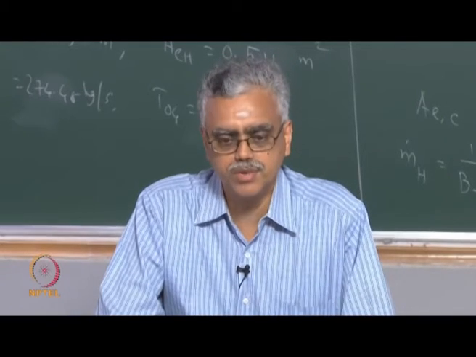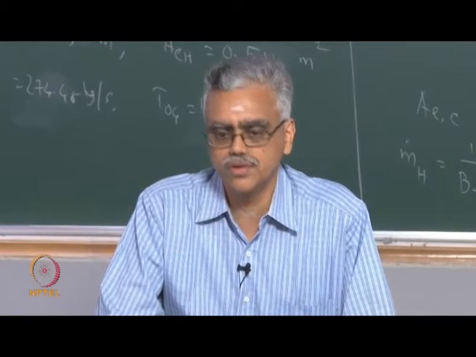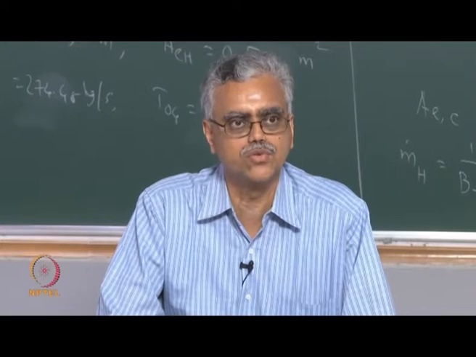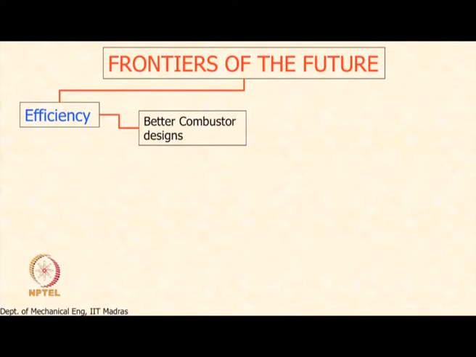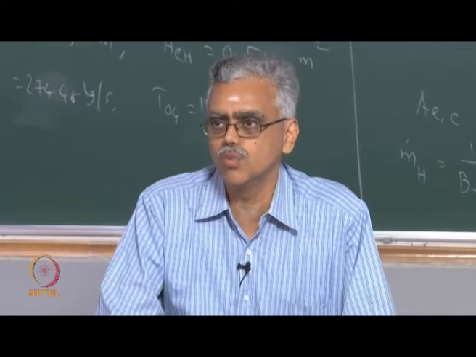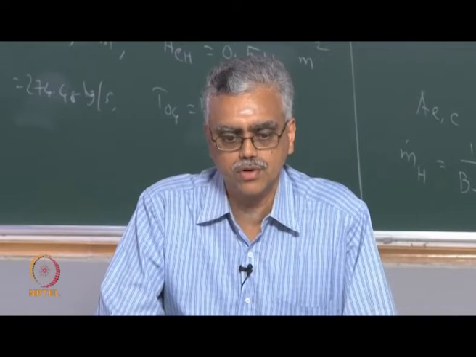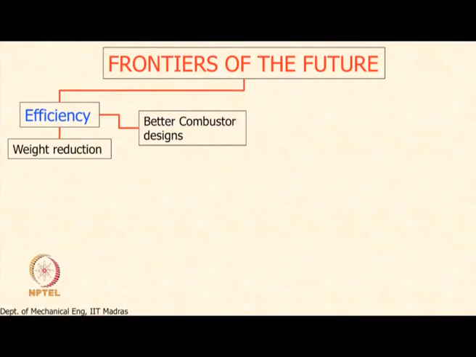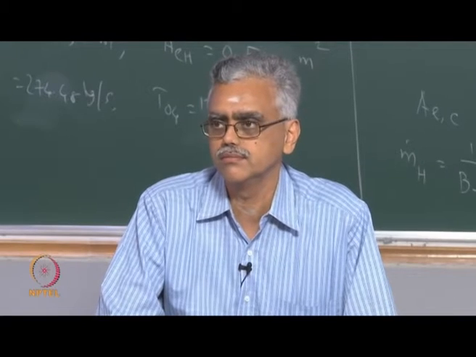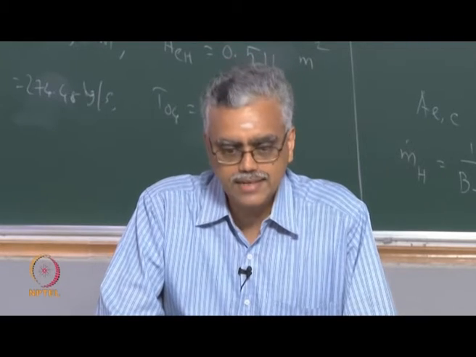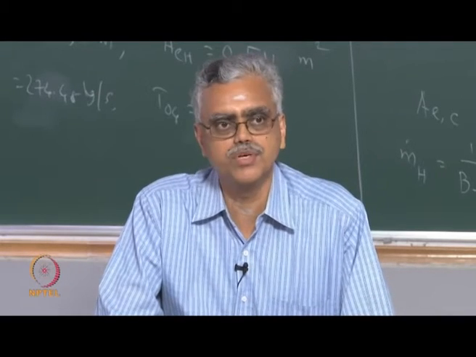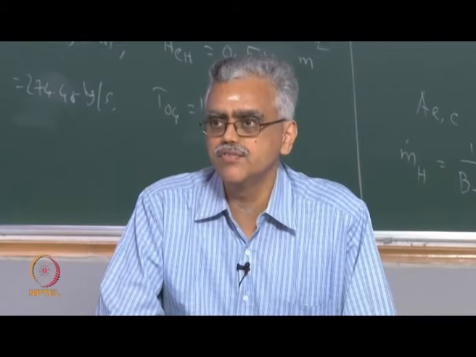So, the efficiency, more efficiency is being pursued in two different directions or two different fronts. One is better combustor design, because fuel economy is going to give better efficiency. That is one line of pursuit for improving the efficiency. The other line of pursuit is the weight reduction, produce more thrust per unit weight of engine.